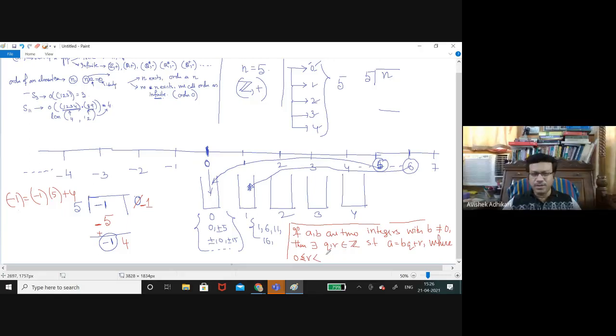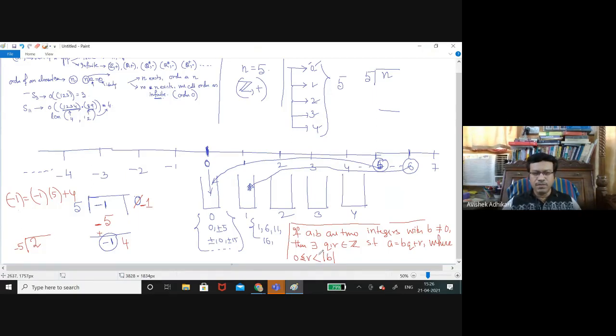Not b, it's mod of b. Because if you write b, then you can never divide. Say you are going to divide like this, is it really possible? Can you divide 2 by -5? Theoretically possible, but then what would be your remainder?